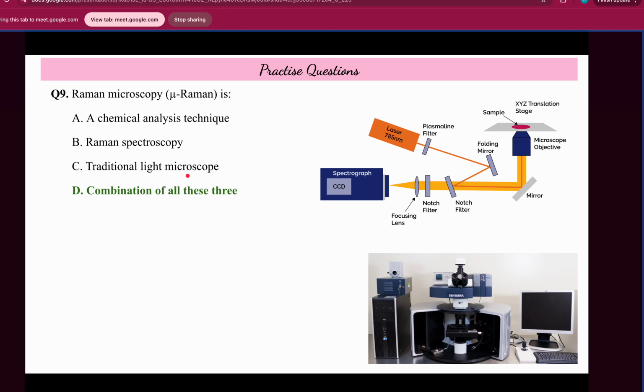Now the next thing is the traditional light microscope. Generally we use the confocal microscope. In this case, because these two options appear to be more correct, instead of selecting one option, we can select the combination of all these three, because there is a light microscope which is used, specifically confocal in the case of Raman microscopy. This is how the instrumental setup of Raman microscopy and the actual instruments look. So in addition to the Raman spectrometer, it has the confocal microscope attached, due to which we can magnify the sample through which we are passing the laser light.